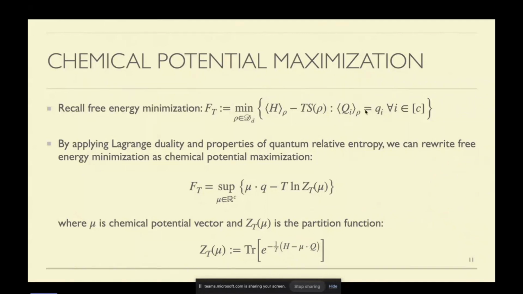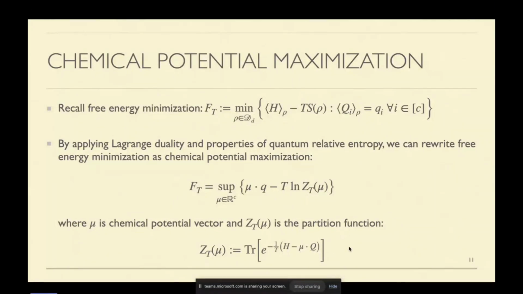So for every constraint, for the ith constraint, there'll be a mu i. And so mu is a vector with elements going from mu 1 to mu c. And this is just the sum over i of mu i q i, so it's a shorthand. And again, you see the temperature T appear in this partition function.